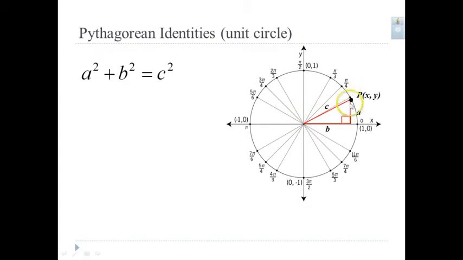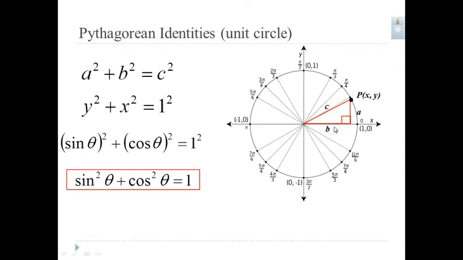And we know that the a value over here is the height, which would be the y-coordinate, and then we have this distance here of b would be the x-coordinate. So what we know then is that a is equal to y squared, b is equal to x squared, and c is equal to 1 squared. And since this is the unit circle, we already know that the y-coordinate represents the sine of the angle, and the x-coordinate represents the cosine of the angle. So sine squared plus cosine squared is equal to 1 squared. Therefore, we have what's called the Pythagorean identity, which is sine squared of theta plus cosine squared of theta is equal to 1.